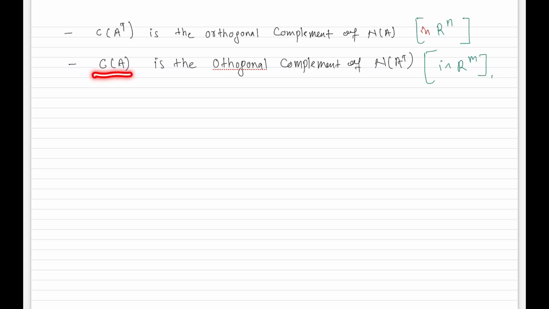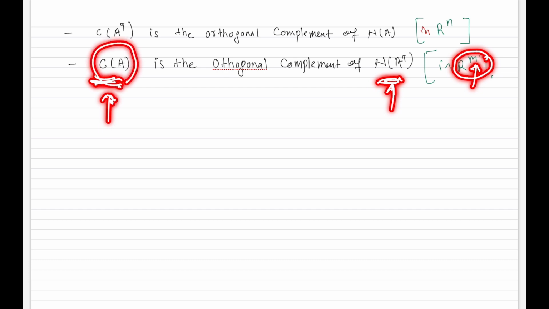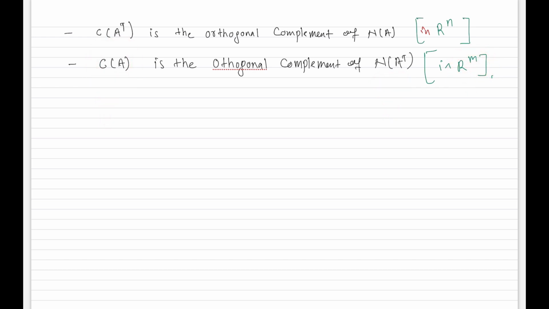So if I ask you what will be the orthogonal complement of this column space, then you know that all the vectors that are perpendicular to all the vectors in the column space are in the left null space. And if you add the dimensions of these two subspaces, you will get the complete dimension, that is R to the power m. So these two subspaces are in the same vector space, right? So the overall point is that the orthogonal complement of the column space will be the left null space, right?